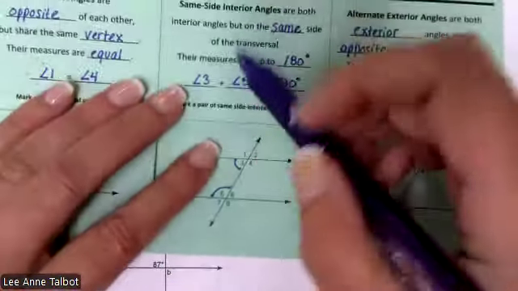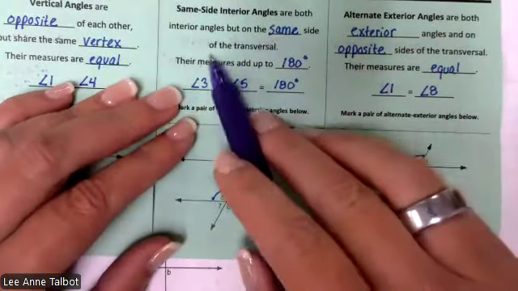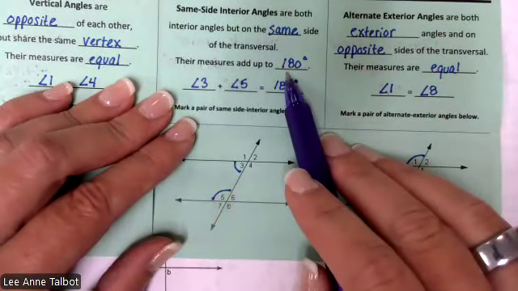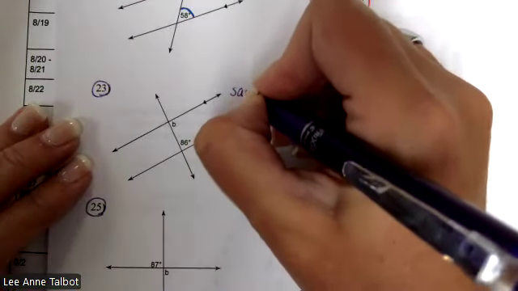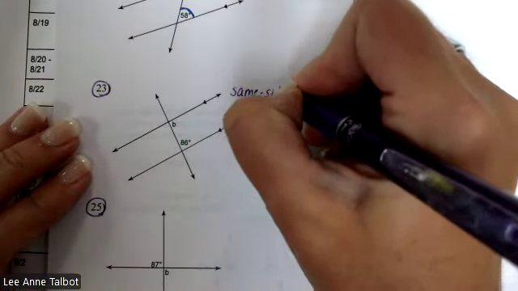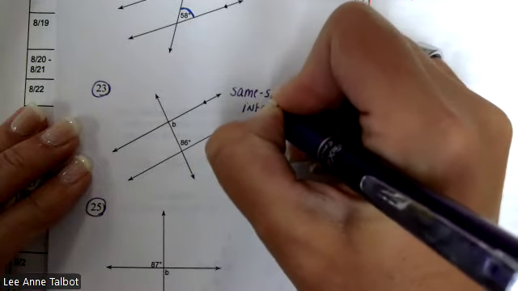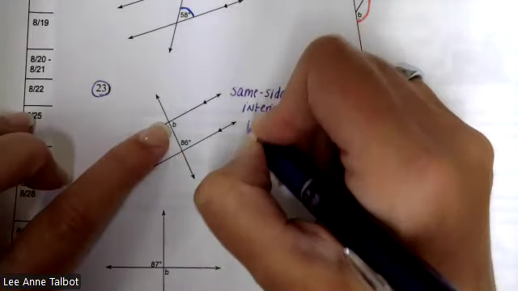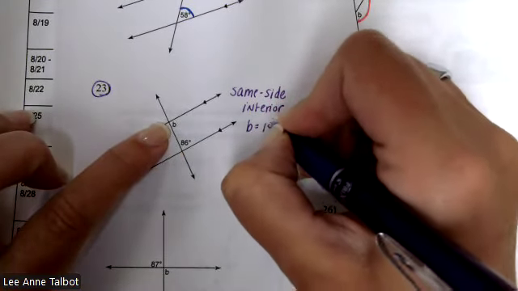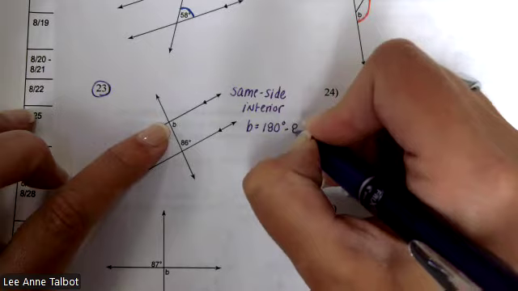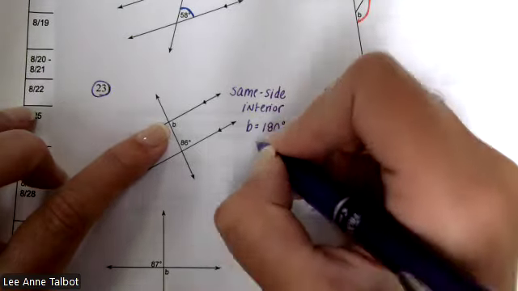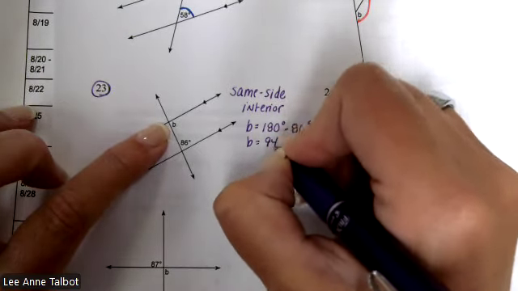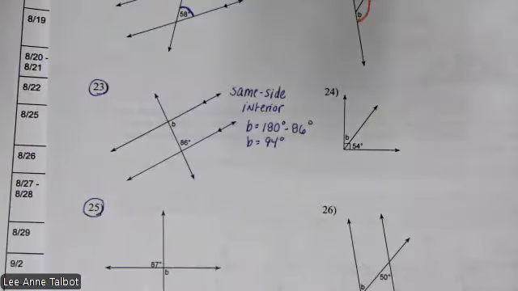And it says that they add up to 180. So I'm going to write same side interior. And then B equals 180 minus 86, which is 94, I believe.